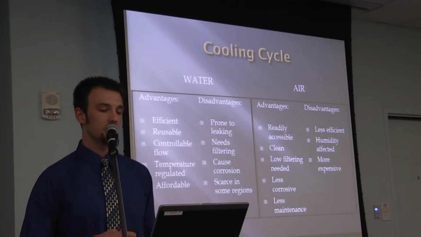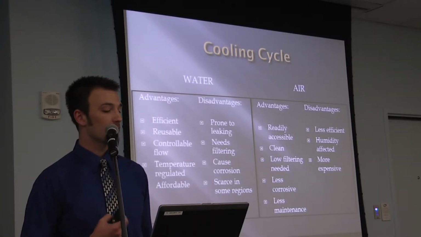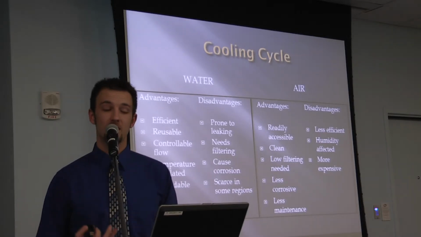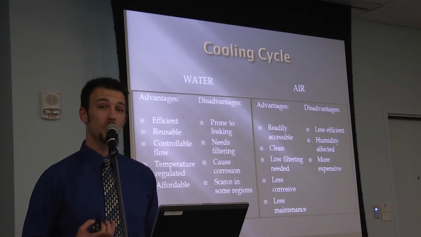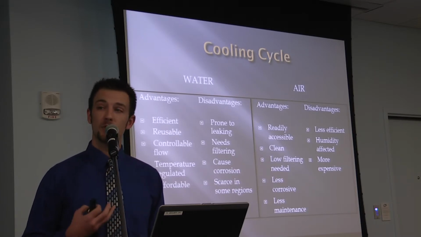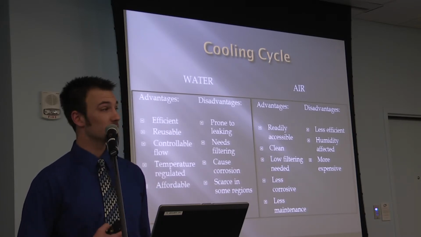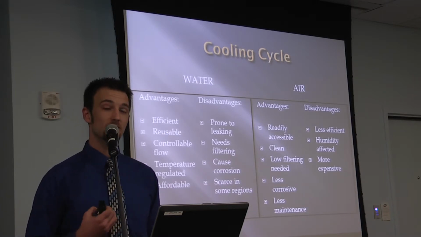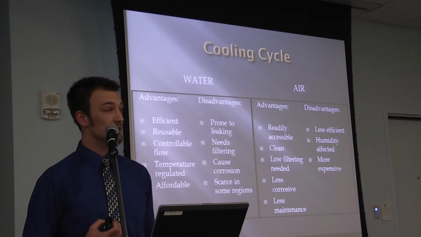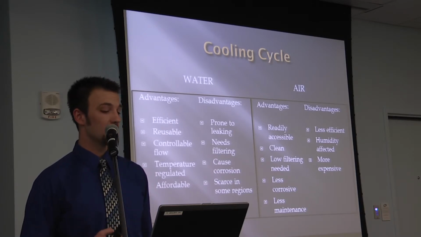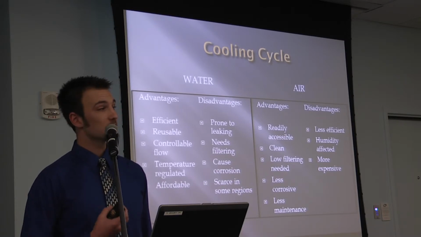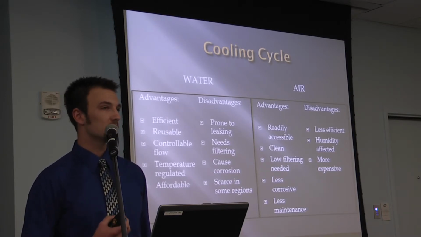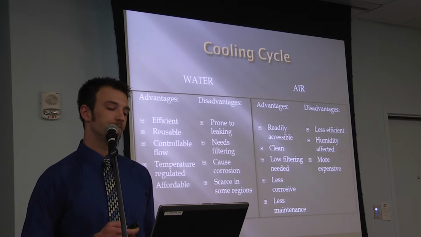The cooling cycle is usually done by water or air. Water and air both have their advantages and disadvantages. Water is efficient, reusable, and has a controllable flow and temperature, but it is prone to leaking, needs constant filtering, and has corrosive properties. Air is less efficient than water, but it's readily accessible, clean, needs low filtering, and is less corrosive. It can actually be more expensive whenever ammonia and compressed CO2 are used.